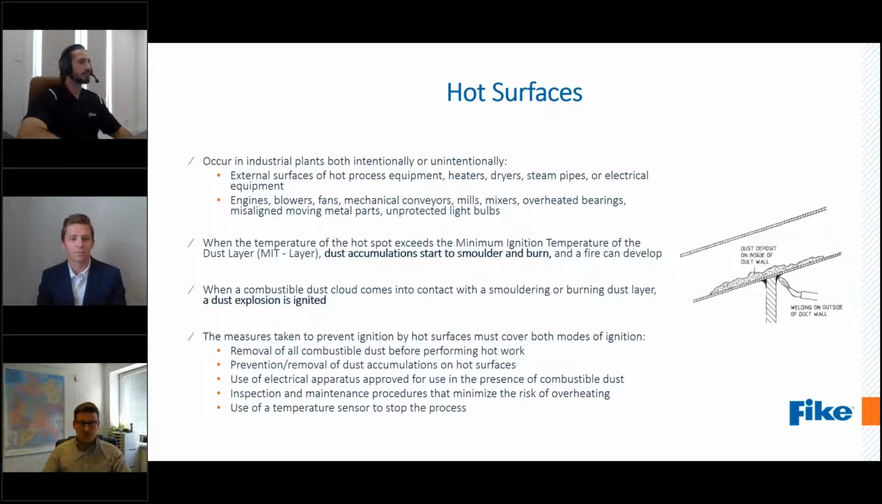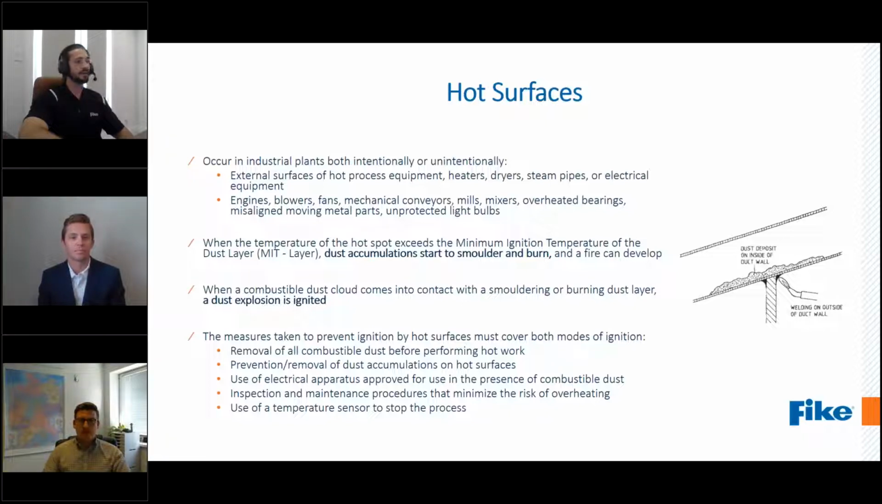Another ignition source here that I have for you is hot surfaces. So these can occur in plants intentionally and unintentionally. They can occur on external surfaces of hot process equipment or electrical equipment. They can occur within blowers, fans, mechanical conveyors. They can exist as overheated bearings or due to the impact of misaligned moving metal parts.